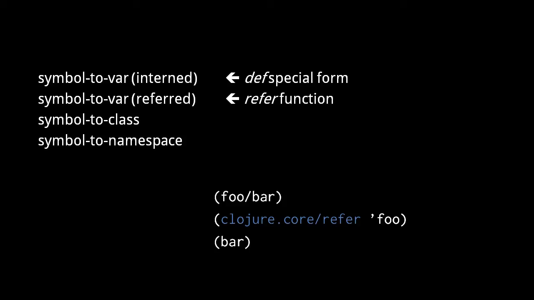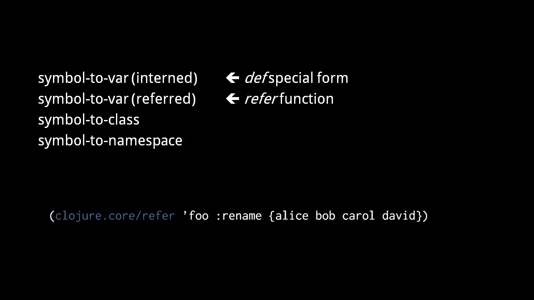If a namespace we refer has a mapping of the same name as the current namespace, the refer function will throw an exception. We can get around this by resolving any conflicts in a map after the keyword :rename. So this call refers the interned mappings of foo into the current namespace, but it creates a referred mapping called Bob for foo/Alice, and a referred mapping called David for foo/Carol. In this way, we avoid a name collision if the current namespace already has things called Alice and Carol.